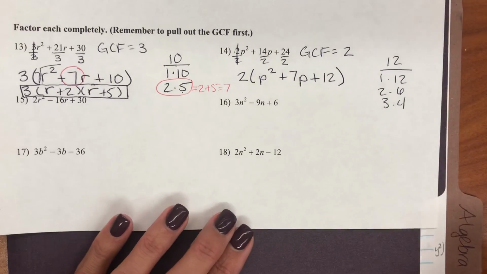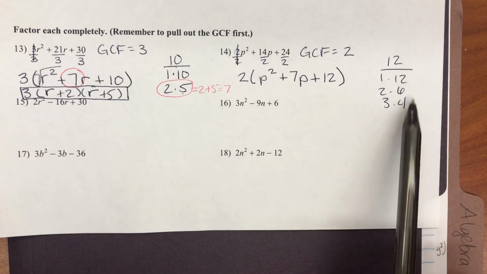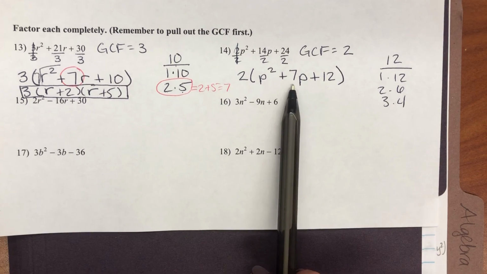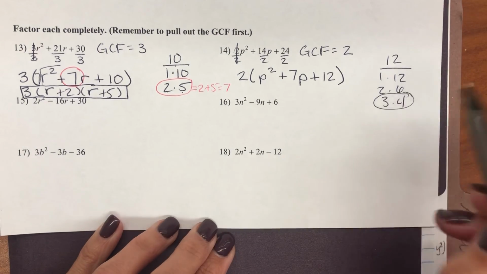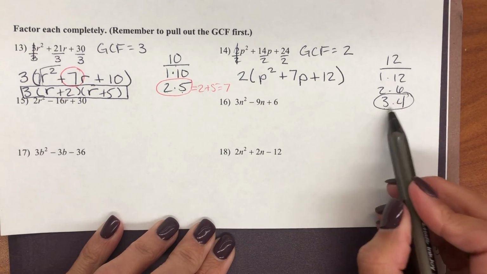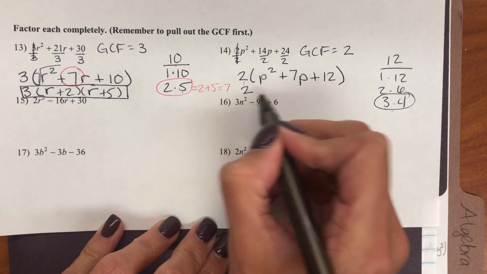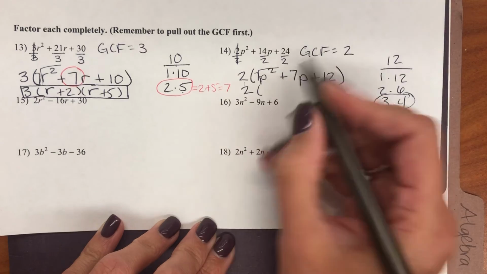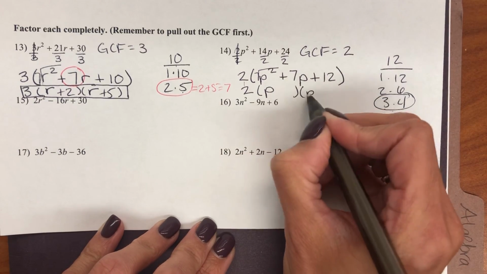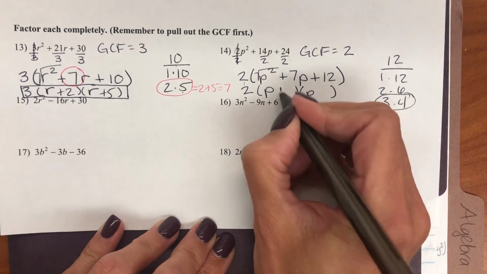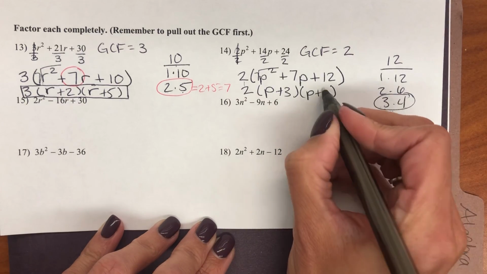So there they are. Looking for the pair that adds to 7. So that would be this one right here. 3 plus 4 is 7. So that's my winner. Don't forget to bring down your GCF. Bring down that 2. Square root of b squared is b. And then fill in the rest. Plus 3 plus 4.